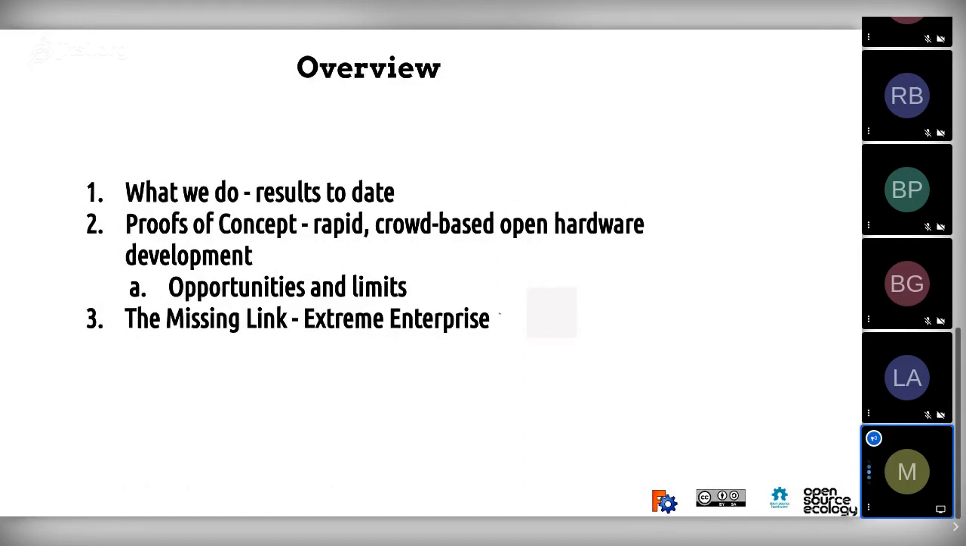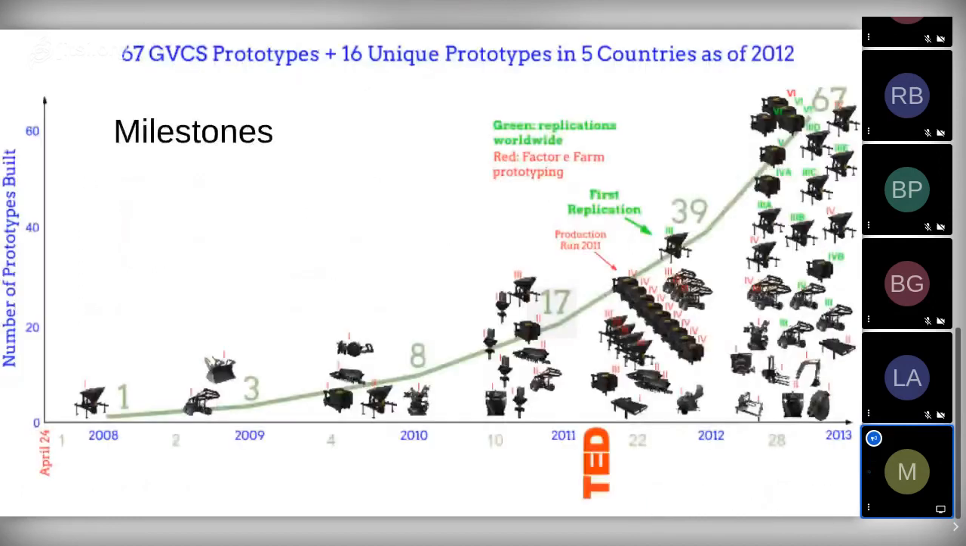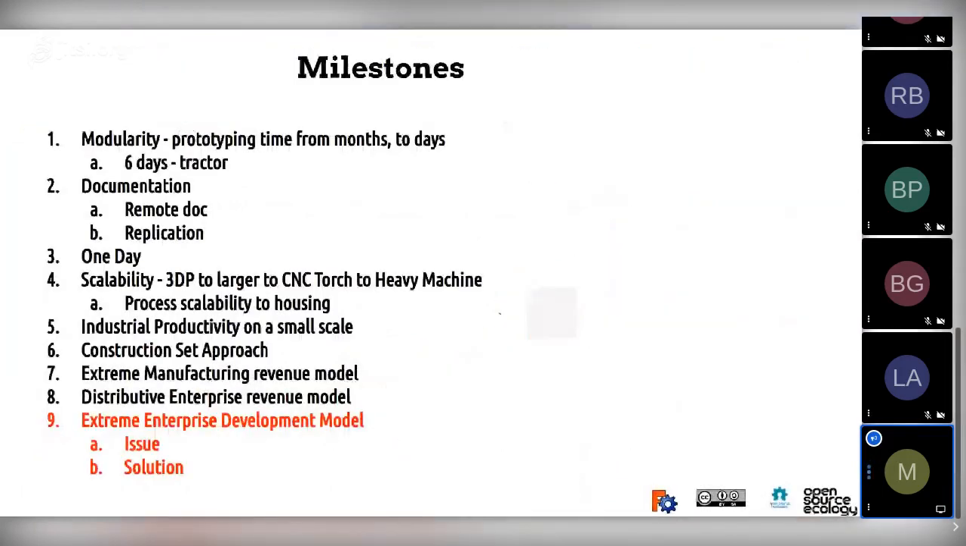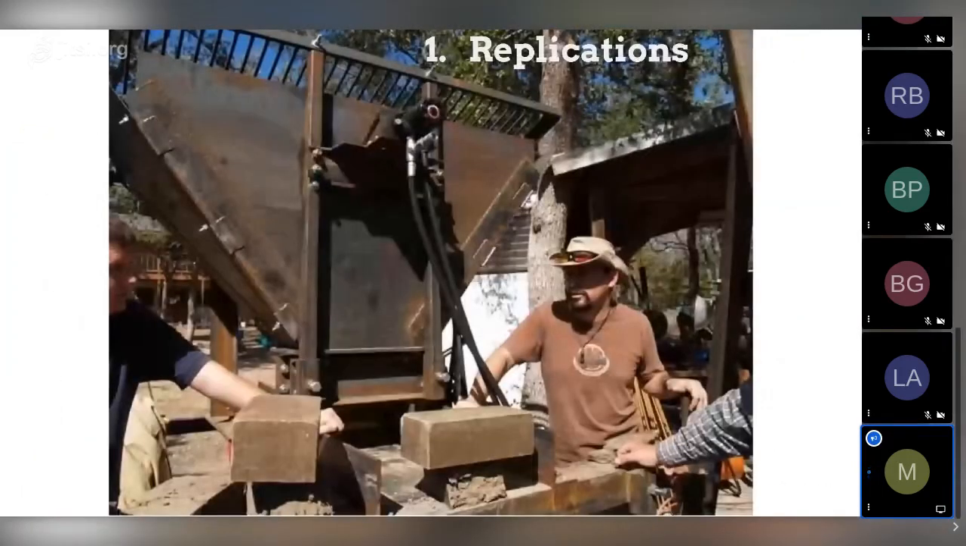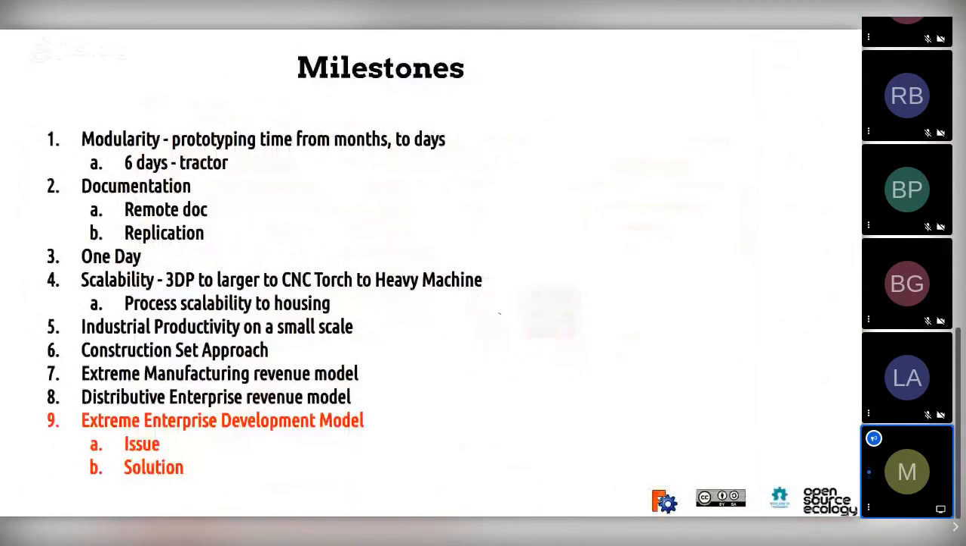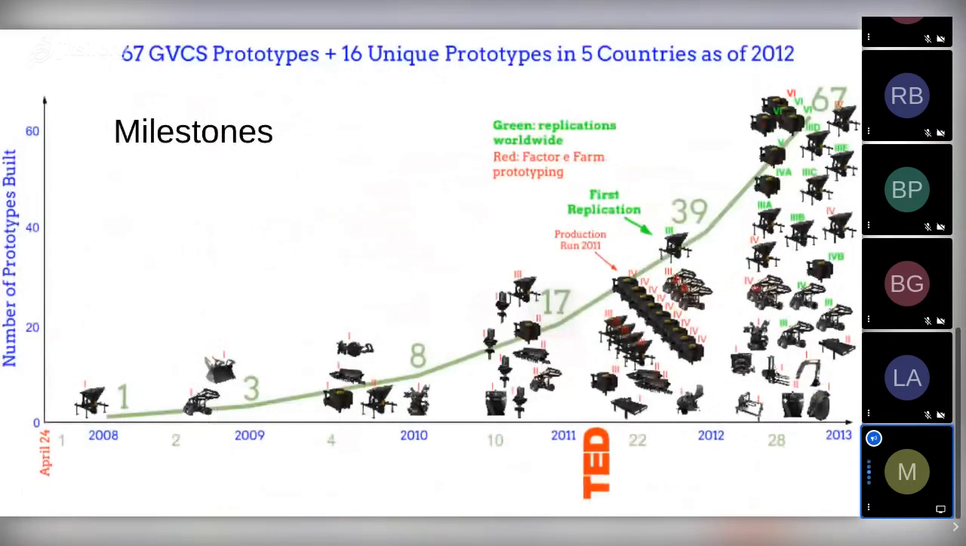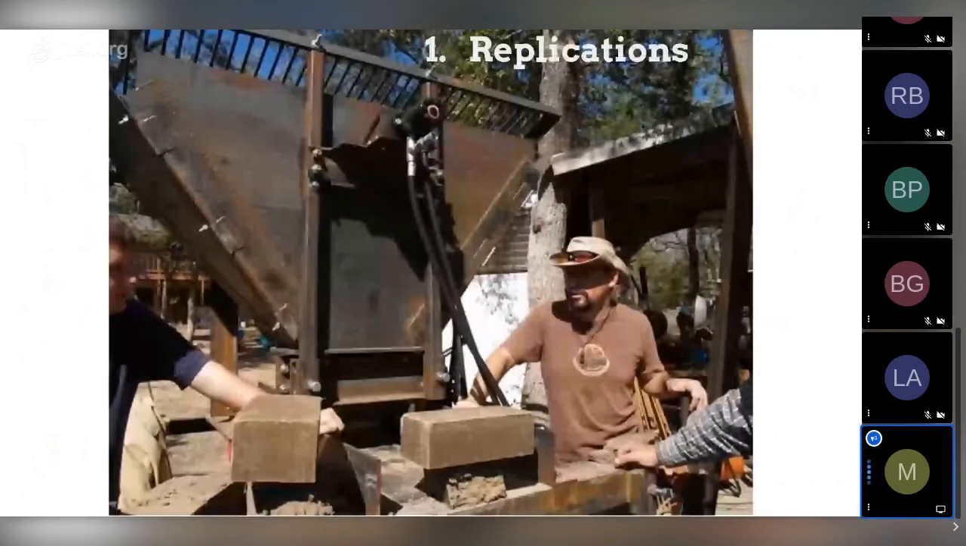And our response to that is a model that we're developing called Extreme Enterprise, which is how do you address the fact that no open hardware projects ever get finished? So we're trying to take a very serious stab at that question based on our own work, where we see how difficult it is to make hardware. So we started by prototyping different machines like the brick press, the tractor, milestones that we have achieved so far. So we're into building open source heavy machines for everything from agriculture to construction to energy to production, manufacturing.